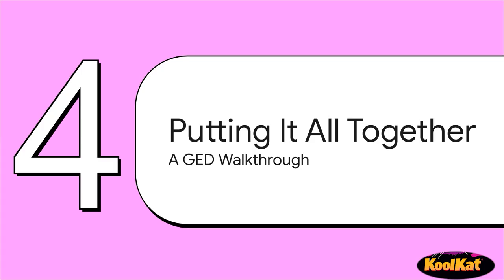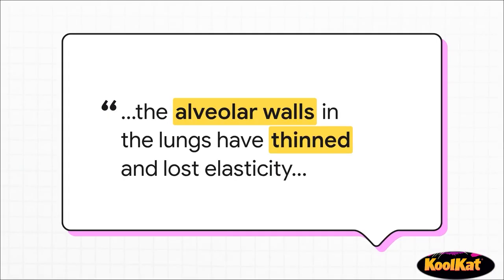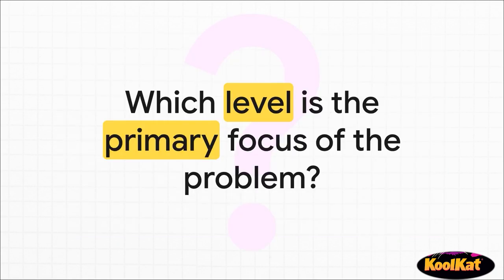All right, theory is one thing, but let's put this into practice. We're going to walk through a real GED-style problem right now, and we'll use the exact strategies we just talked about. Okay, here's our passage. It's short, sweet, and to the point. Someone's short of breath. Why? Because the alveolar walls in their lungs are damaged. Just lock that phrase in your brain, alveolar walls. And here comes the question. Based on that little bit of text, which level is the main problem at? Is it the cell, the tissue, the organ, or the whole organ system? Time to use that name the level ladder.